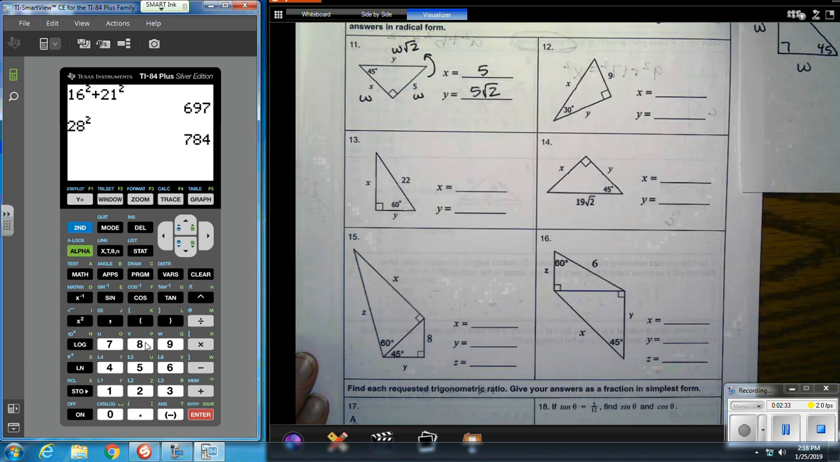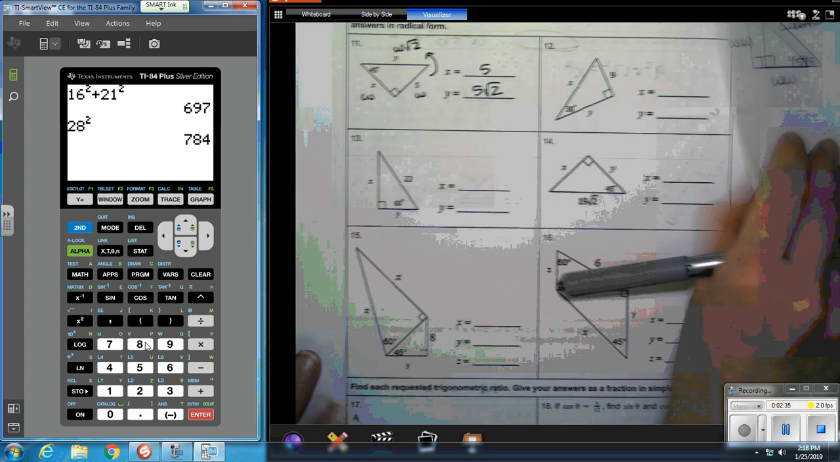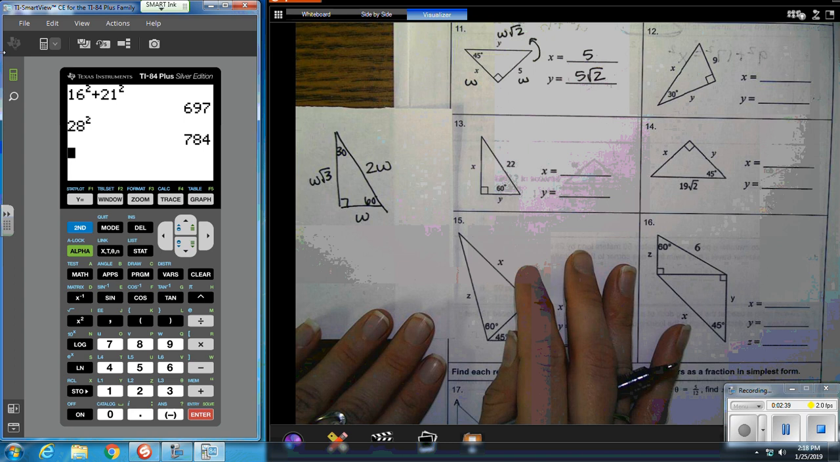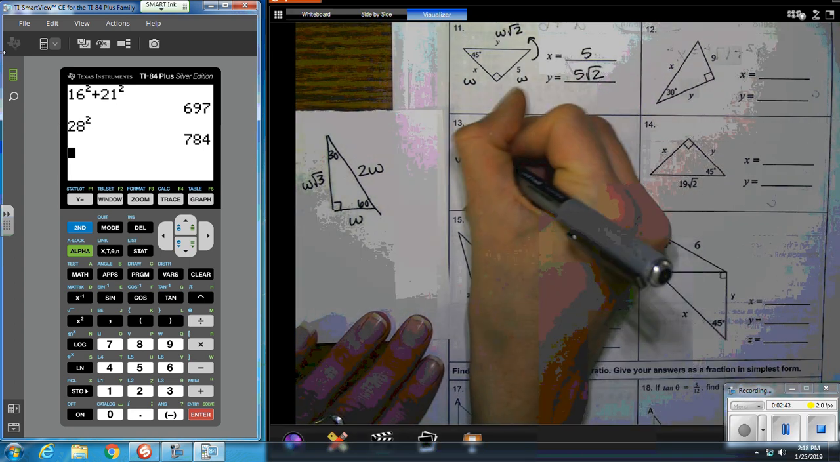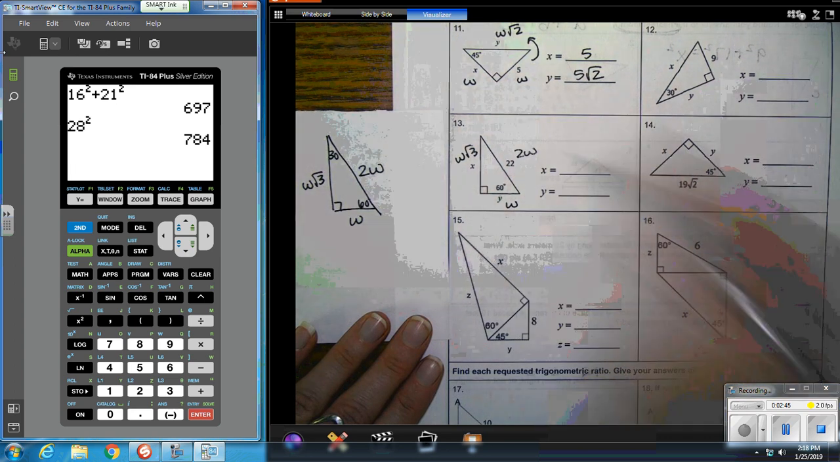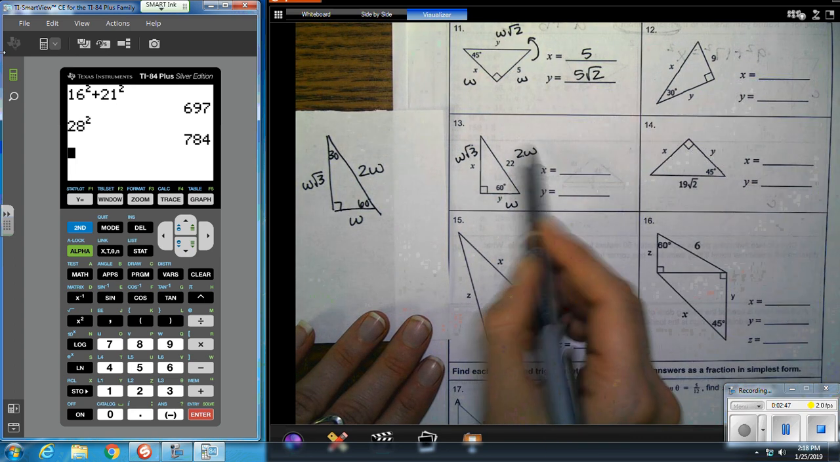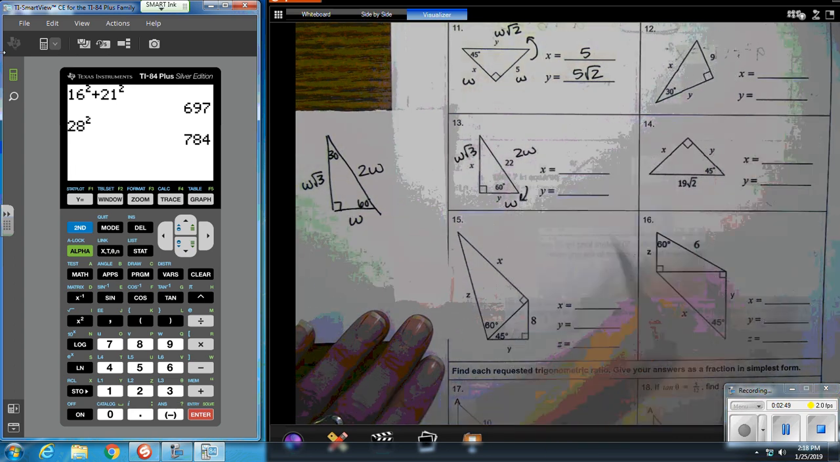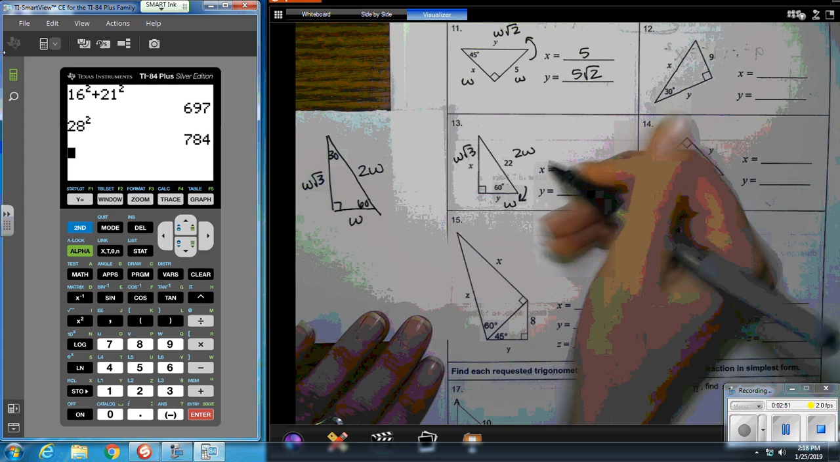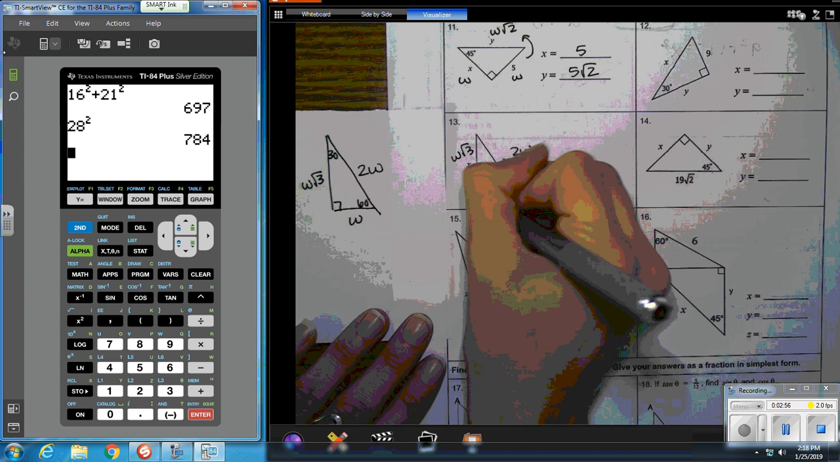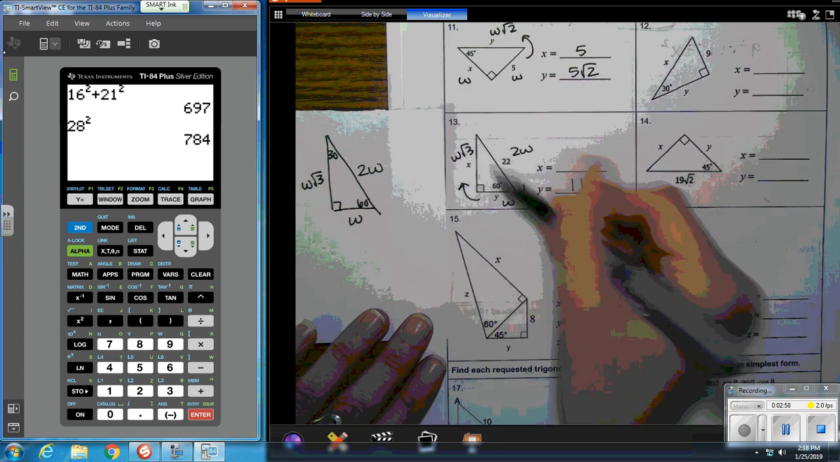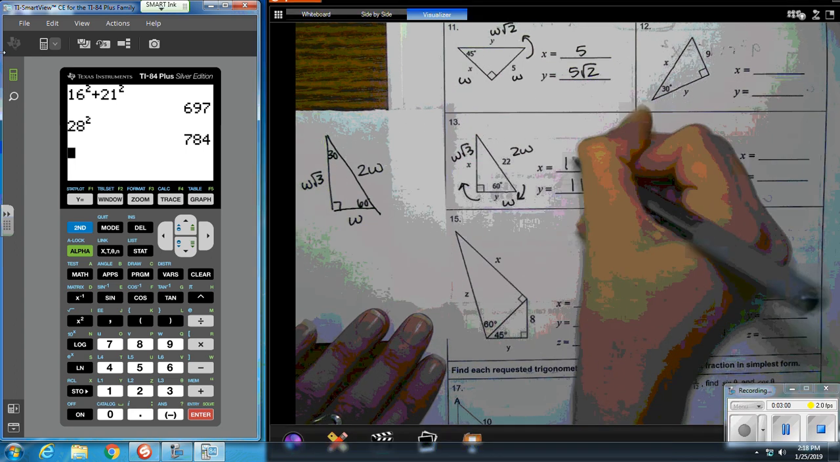Some of these will work backwards, so like number 13, and we're going to match it with my 30, 60, 90 triangle. So this is w, w root 3, and 2w. I start knowing a bigger side, so I need to divide to get to my regular w. So that tells me x is 22 divided by 2, or 11. To get to my w root 3 side, I'm going to multiply by the root 3, so this would be 11 root 3.